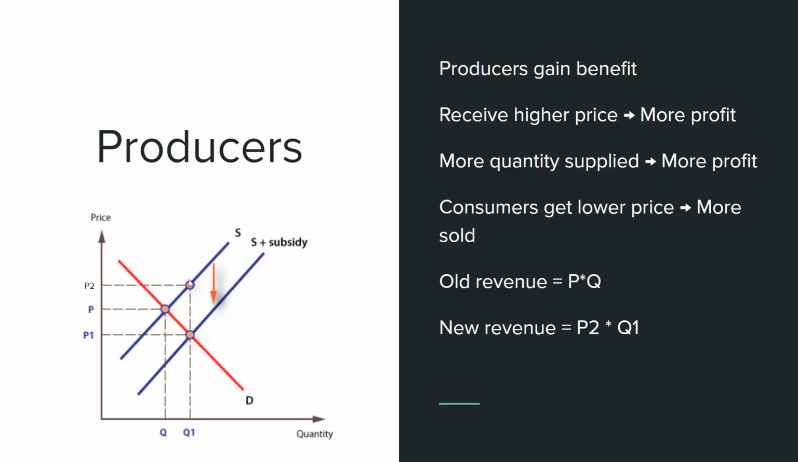So the old revenue is P times Q, and the new revenue is P2 times Q1. So just from a mathematical, geometrical standpoint, we see that this rectangle of P2 times Q1 is much larger than P times Q. And that signifies that they get a lot more revenue compared to before.